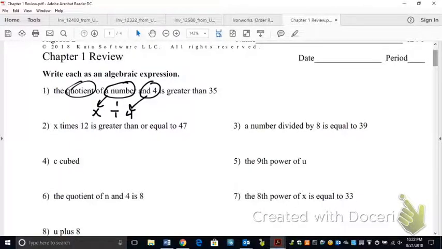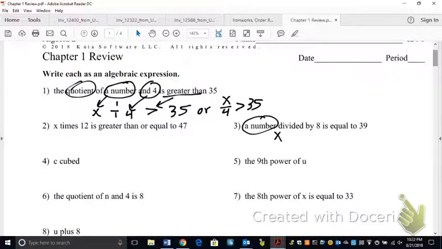We now have "is greater than." So we put that right there, the greater than, the inequality sign pointed the right way. 35. There you go. That's it. That's your answer. Now, for division, you can also put x over 4 is greater than 35, and that works too. So, number 3, a number. Let's use x divided by 8, pretty straightforward, is equal to 39. And that's it. Again, with division, you can use that as well.